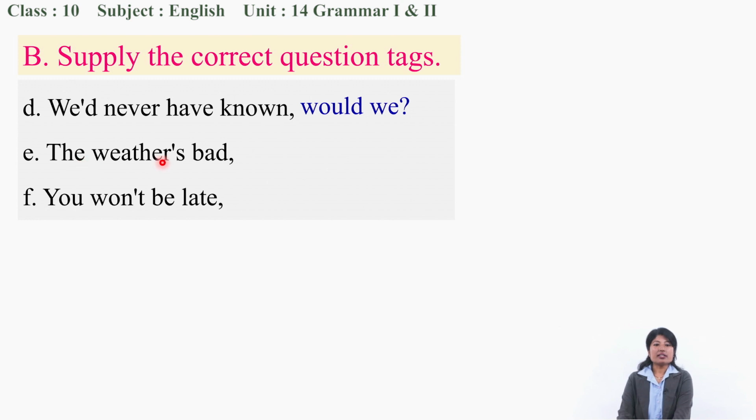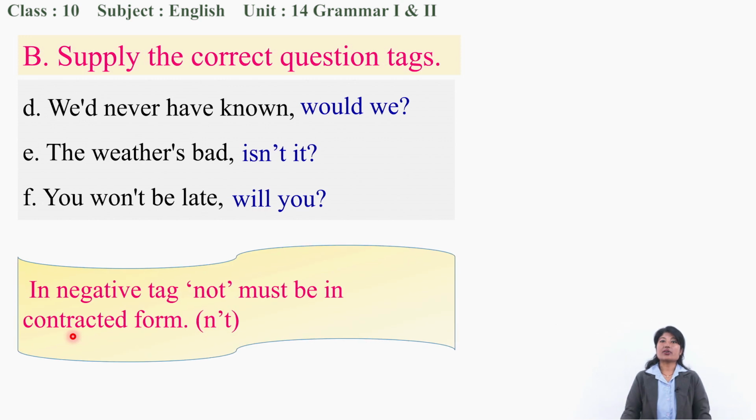E. The weather is bad. This apostrophe s means is. That's why our tag is isn't it. F. You won't be late. Won't. Will not, that means, right? So it would be will you. Will you. Okay, in negative tag, not must be in contracted form.